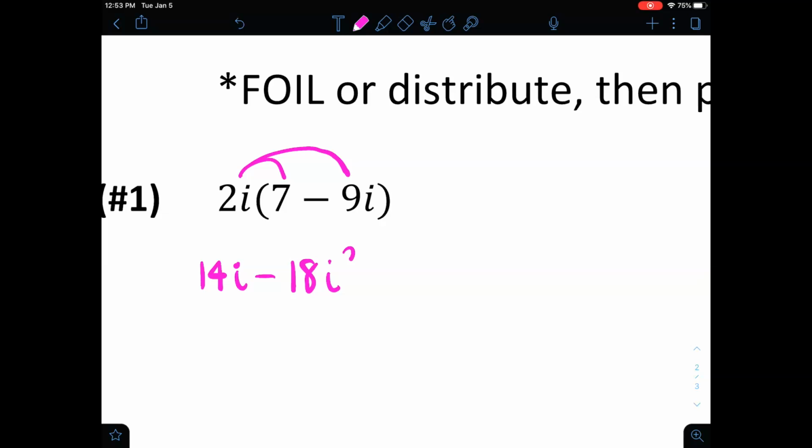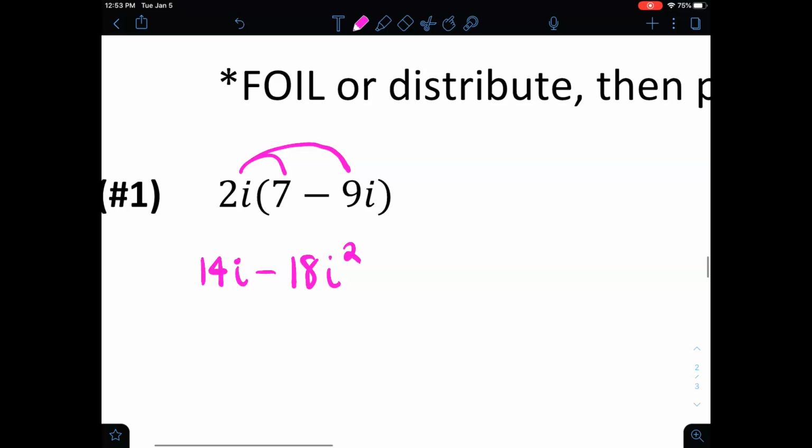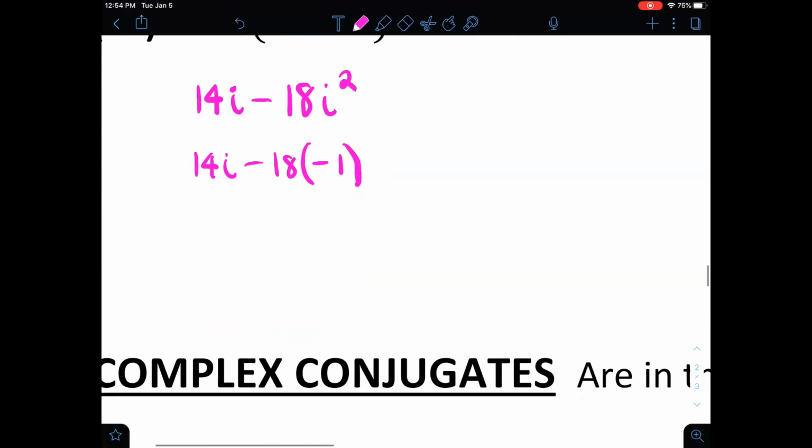And then i times i is going to be i squared. All right, we're almost there. So we got 14i minus 18 i squared. Now, what is i squared? If i is the square root of negative 1, then i squared is going to be the square root of negative 1 squared, which is just going to be negative 1. So we have 14i. Negative 18 times negative 1 is positive 18. And now we got the right answer. We got to put it with the real number in front. So we're going to have 18 plus 14i.